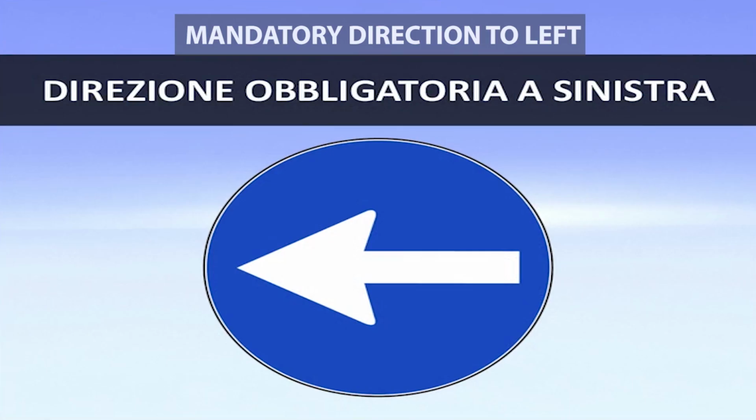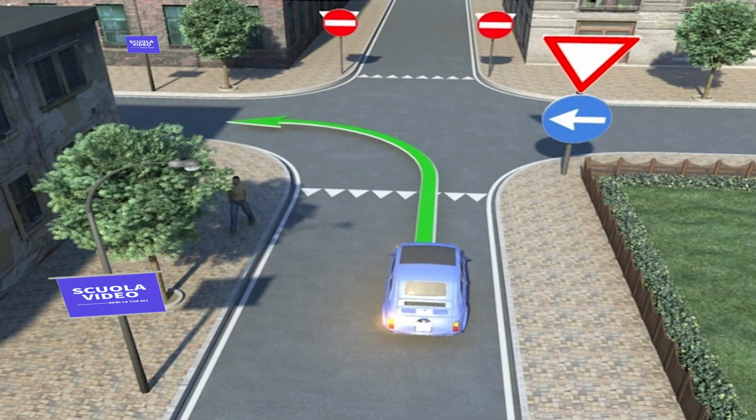Direzione obbligatoria a sinistra. Mandatory direction to the left. This prescription sign, placed before an intersection, forces you to turn left. It therefore does not allow you to continue straight or to turn right.